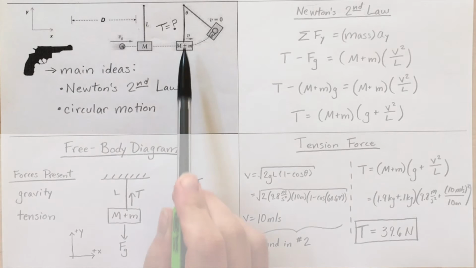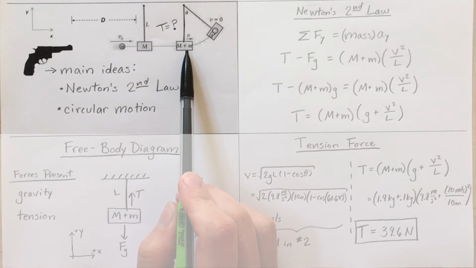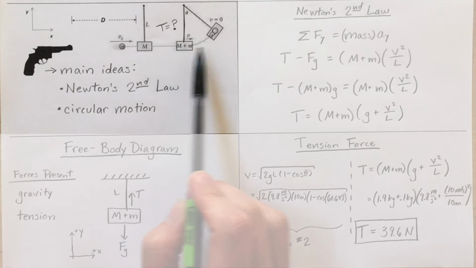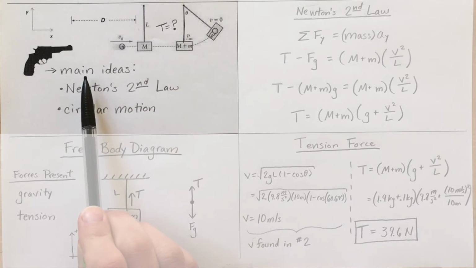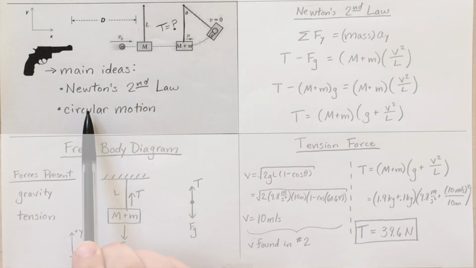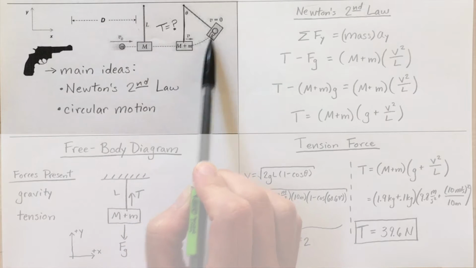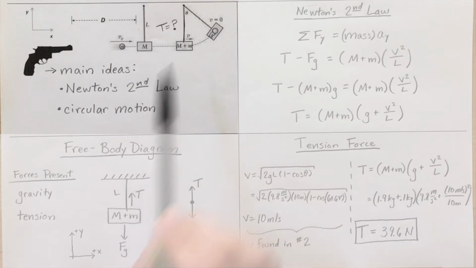In this question, we're asked to find the maximum tension of the string, and we're told that the maximum tension occurs right after the collision. To solve this question, we're going to need to apply Newton's second law and recognize that the block and pellet are moving in circular motion after the collision.